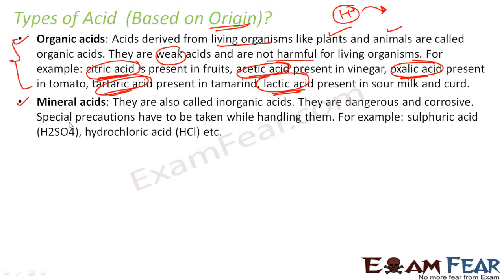There is something called mineral acid, which is not organic; we don't get it from plants and animals. They are dangerous and explosive, right? For example, sulfuric acid and hydrochloric acid. These are the acids which are from minerals, and they are very, very harmful.